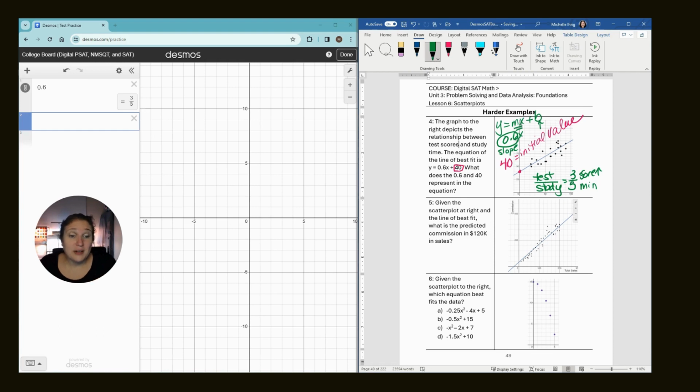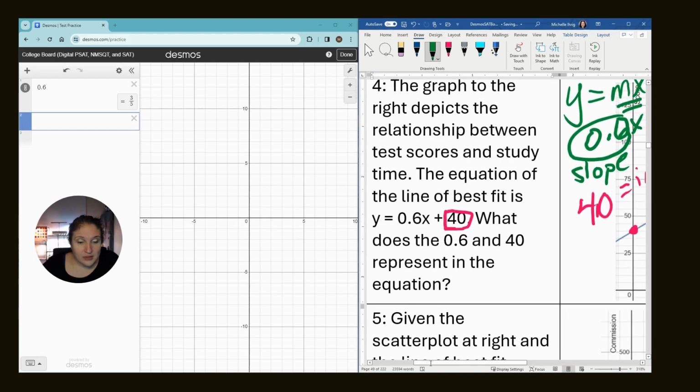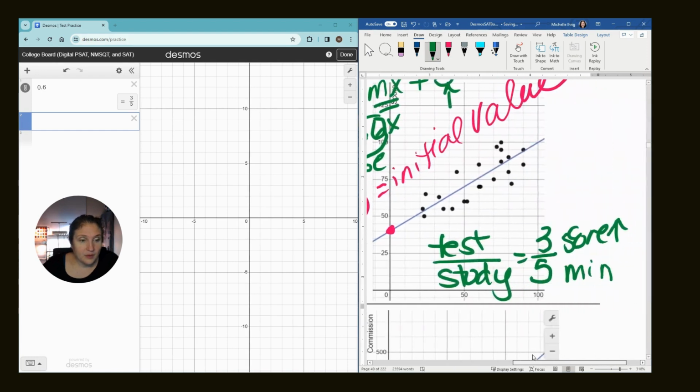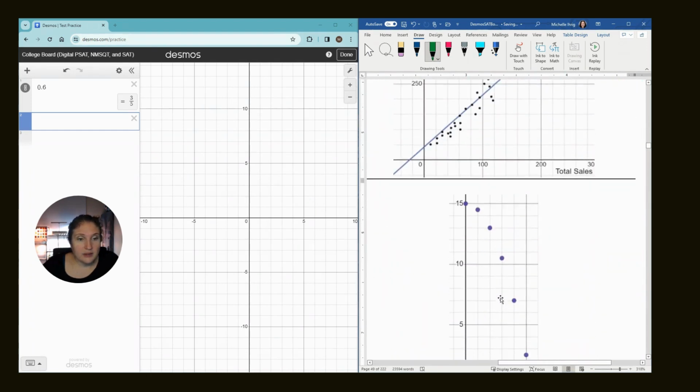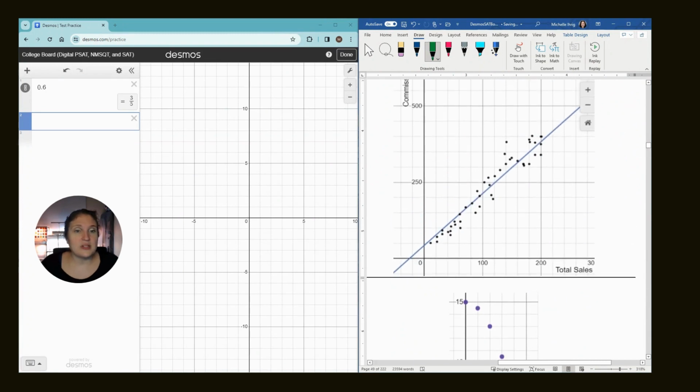All right, given the scatter plot at the right, question number 5, and the line of best fit, what is the predicted commission in 120,000 of sales? And you know what? We're going to zoom this baby in. Let's go down here. All right, we have 120,000 in sales.